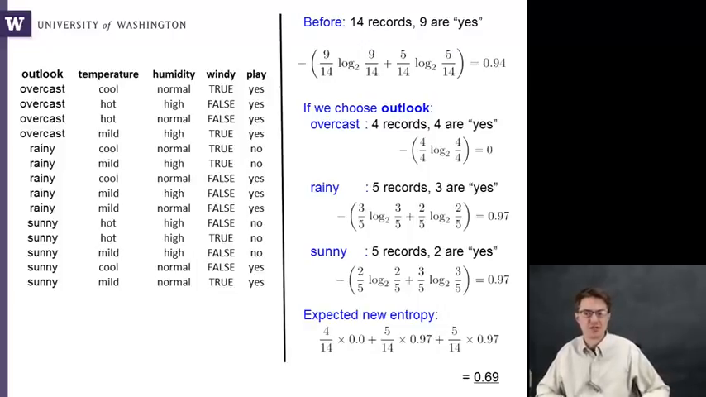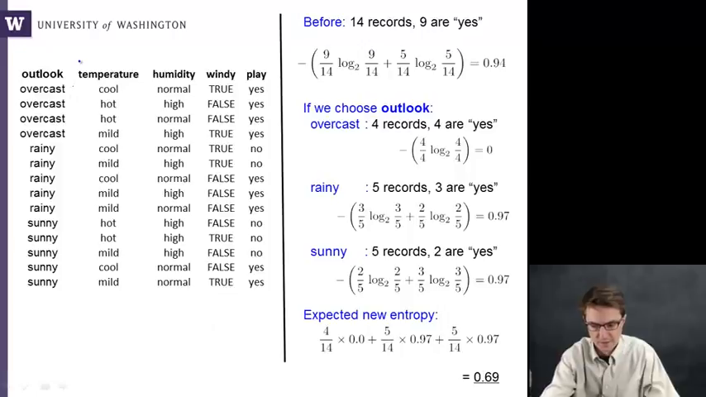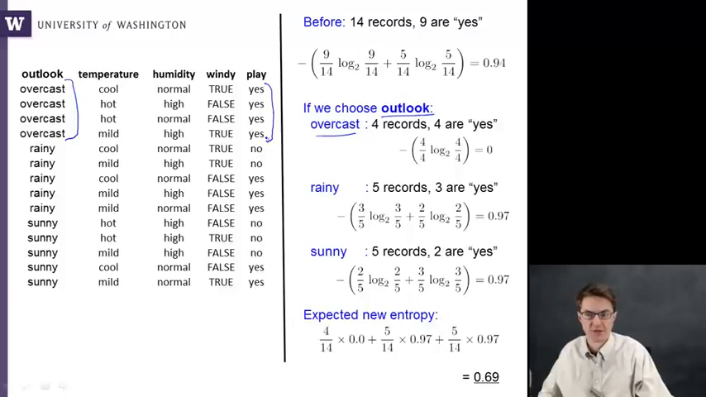Now, if we choose the outlook attribute to be the root of our tree or to be the next node in the tree, then we see that we'll have 4 records that represent overcast, right? If we choose the attribute outlook, then the value overcast has 4 records, all of which are yes. And so the entropy of that choice is going to be 0. Okay, it's 100% predictable, right? It's 0 unpredictability, all right?